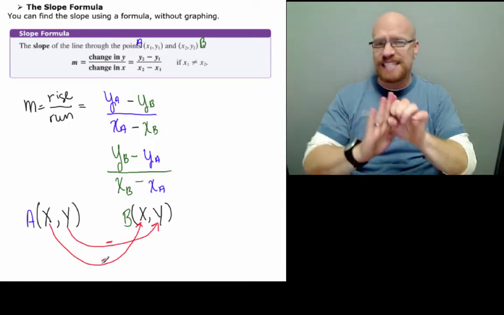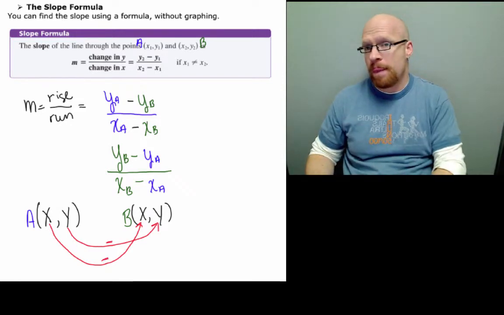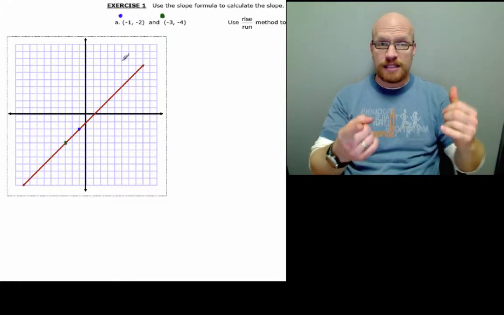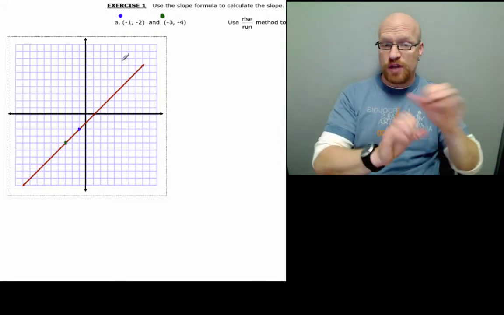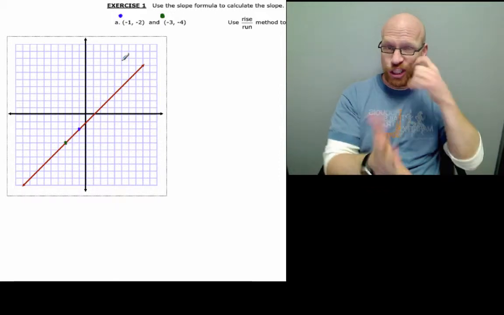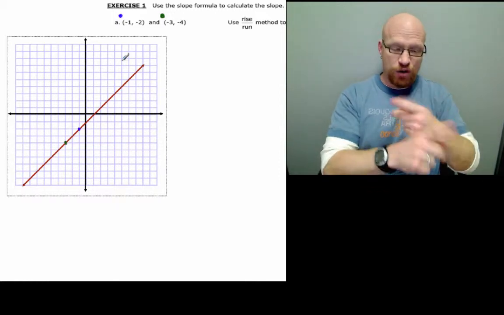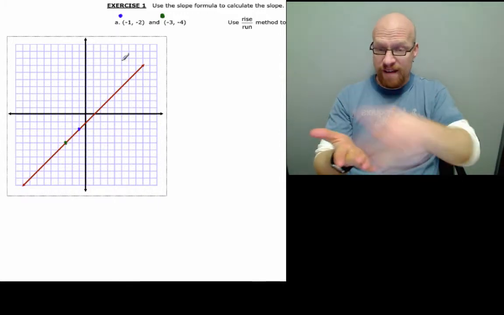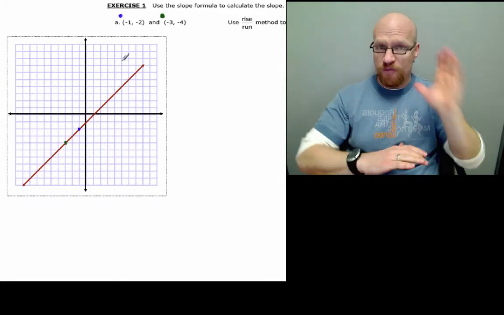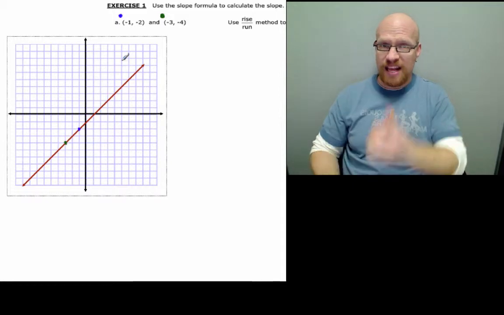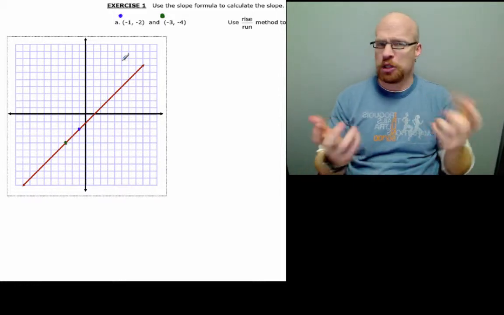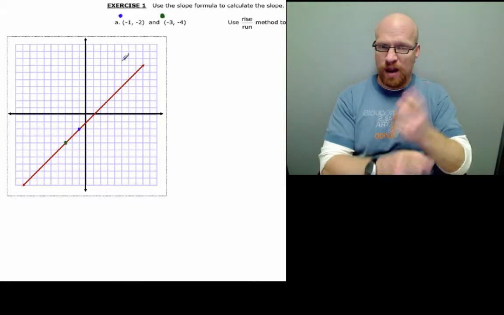Now, go to the first example. First we're going to use the formula we just learned and figure out the slope. Then we'll go to the graph and do what we've done before, counting how many up or down, how many right. They should match if my work is right in both areas.